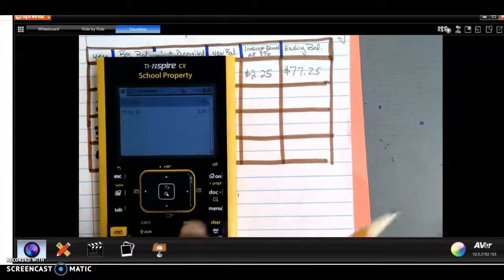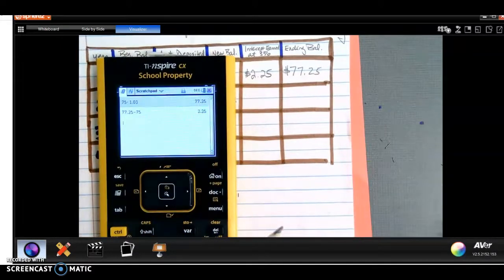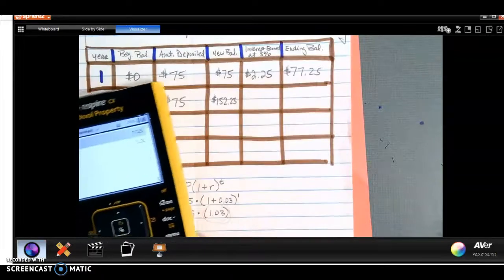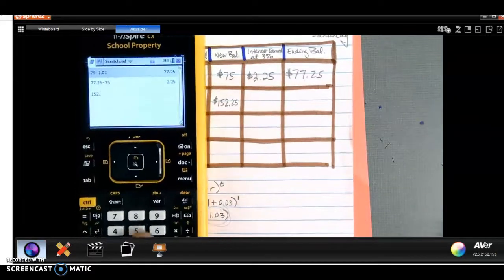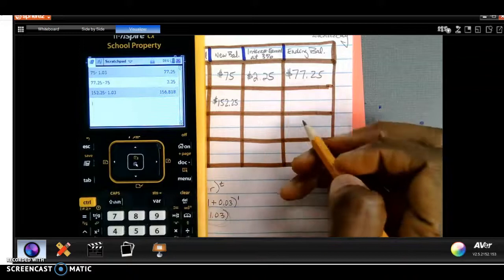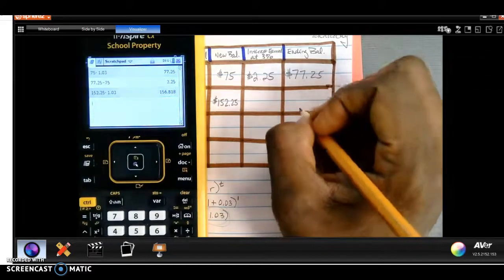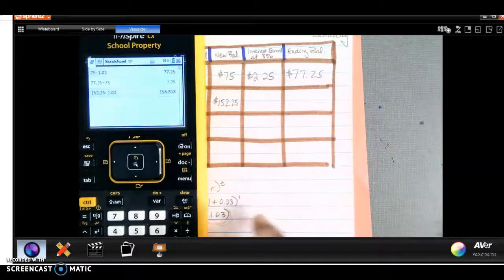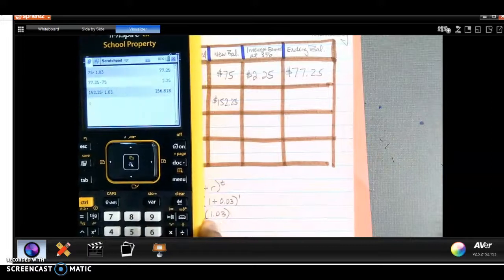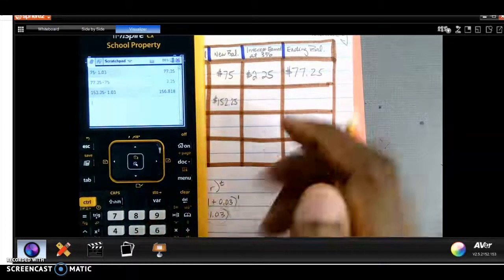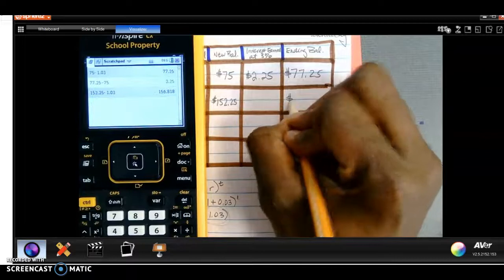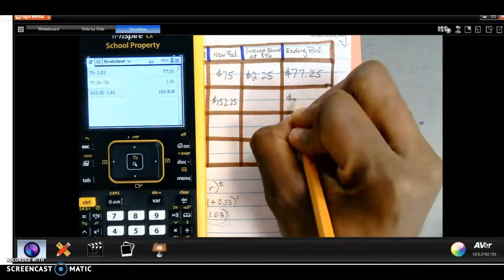So let's see what that is. 152.25 times 1.03. It's going to give me my new amount in my account. Well, wait a second, Mr. Moore. That has 3 numbers after the decimal. It does have 3 numbers after the decimal, but keep in mind that we don't express money in 3 places after the decimal. So what we have to do is we have to round.